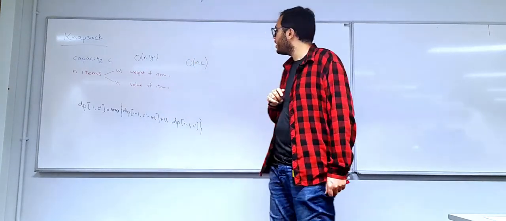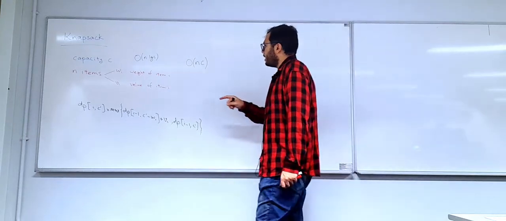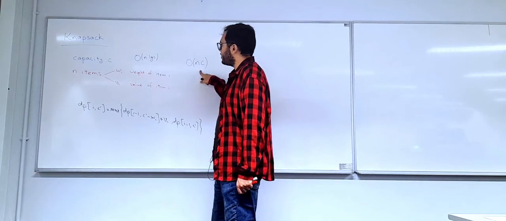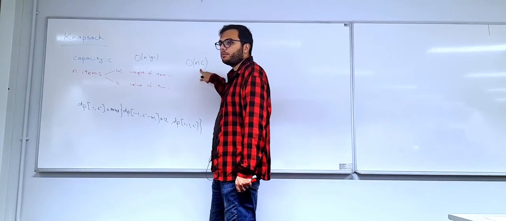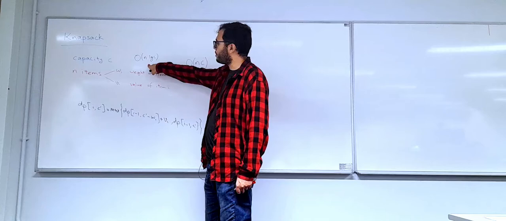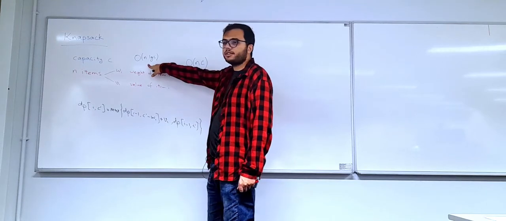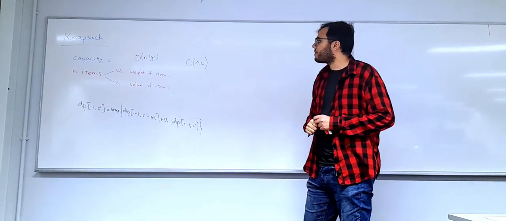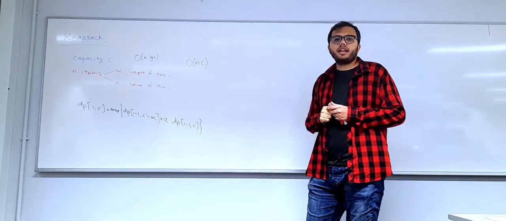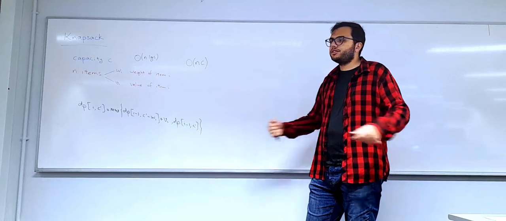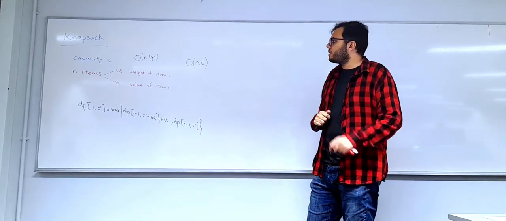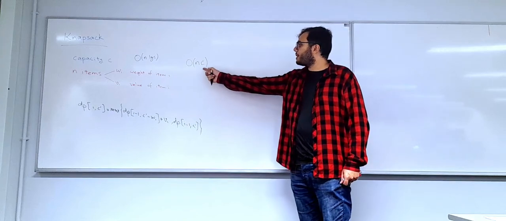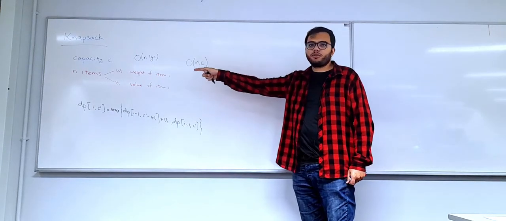But here's the thing. If this is my input size, then this algorithm is not a polynomial time algorithm. You can just imagine what happens if n is a small number, let's say n is 100, and C is just a huge number. Then your input size is just log C, but your runtime actually depends on C, which is 2 to the power of the input size.